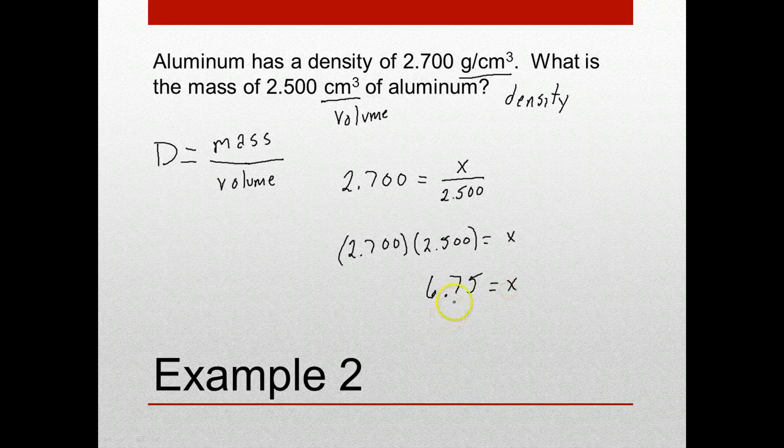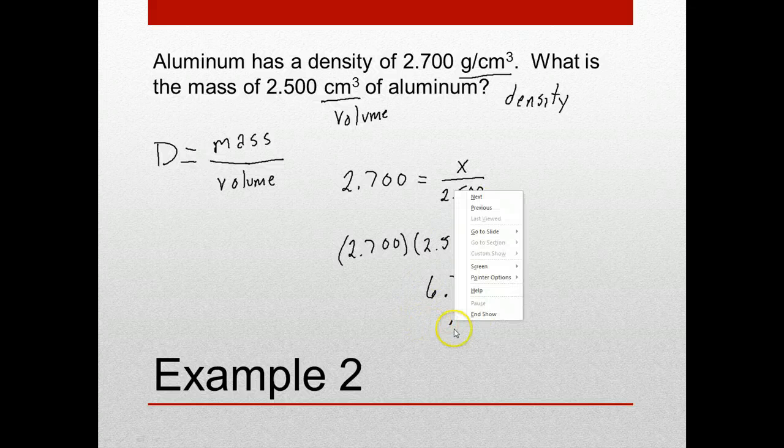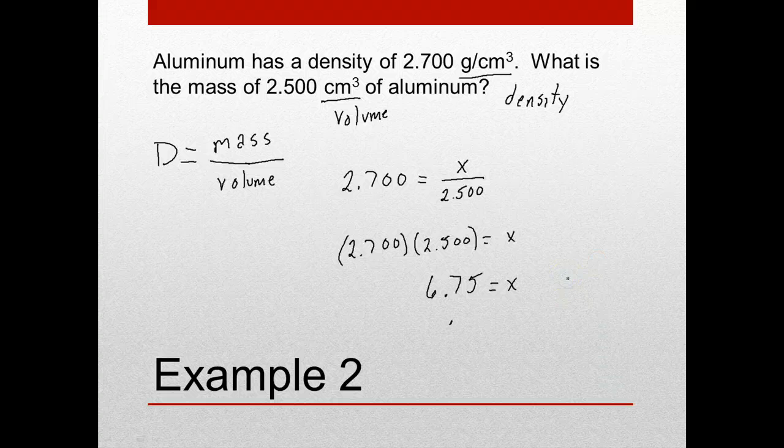6.75 equals x. Now you need to put a unit on that. Here we had grams per centimeter cubed, and this is centimeters cubed. So your answer here is going to be a mass. Your mass always has a unit of grams, so your answer is 6.75 grams.